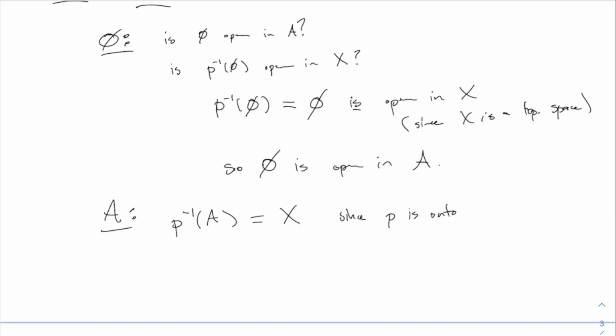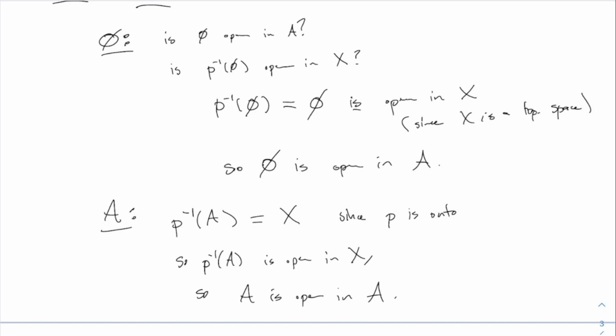All right? And is that open? Is X open in X? Yes, it is, because it's a topological space. So P inverse of A is X. So that means P inverse of A is open in X. So A is open in A. That's the quotient topology.